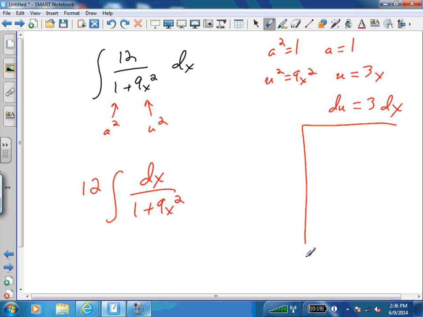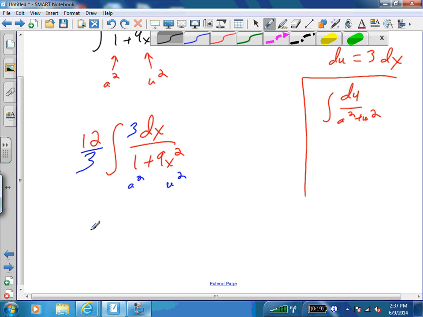And if it fits the formula that we picked, what we need is du over a squared plus u squared. Well, we have a squared, we have u squared. To get du on top, what's missing? Or what else do we need? We need a 3. Well, if I put a 3 on top, what do I have to put out front? Yeah, a 1/3, or say 3 on bottom.